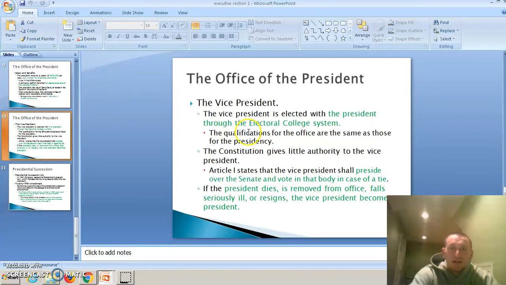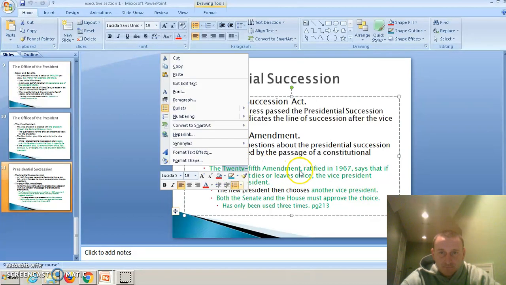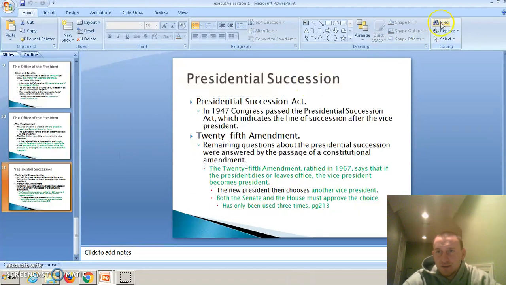All right. So we got the president through the electoral college system. If the president dies or gets sick, it says in Article 1 that the vice president will take over. It's easy. The 25th Amendment, ratified in 1967, says if the president dies or leaves, the vice president will become the president. That's the 25th Amendment. You already know that. The new president becomes the president, and then the Senate and the House must approve the choice of the new vice president.